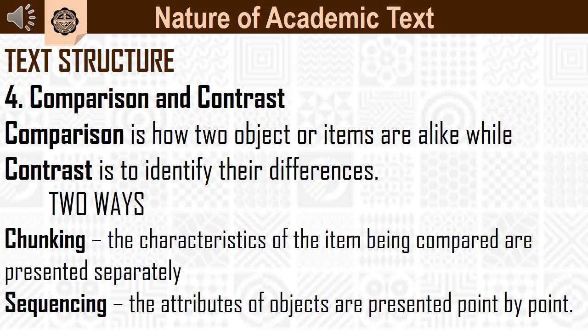The two ways of using comparison and contrast in writing are in chunks and in sequence. In chunking, the characteristics of the items being compared are presented separately, whereas in sequencing, the attributes of the objects are presented point by point. For example, in chunking, the characteristics of the Honda Civic car are presented first, then followed by the features of the Toyota Corolla car. Using sequenced comparison, the features of the two cars will be analyzed feature by feature.